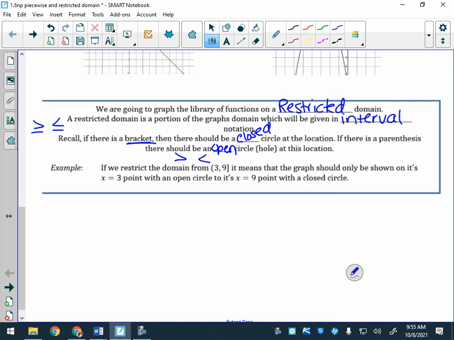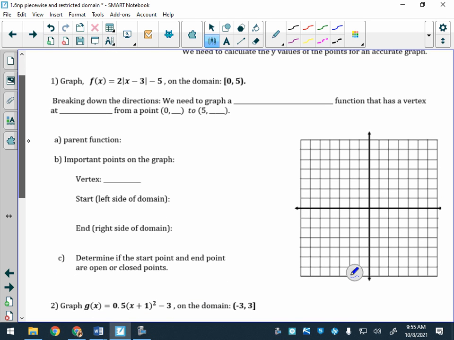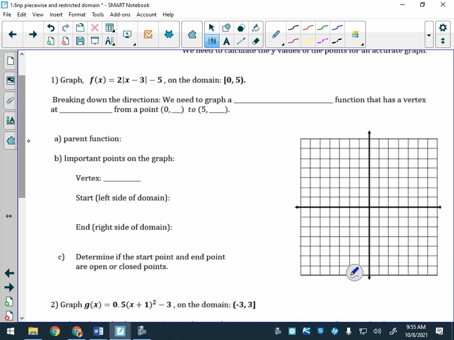So now if you turn the page and look at number 1, the first few, we're going to break it down to see what it's looking at, what changes. But then we're going to get into a lot less words and just jump right into it. So, what type of function do we have here?